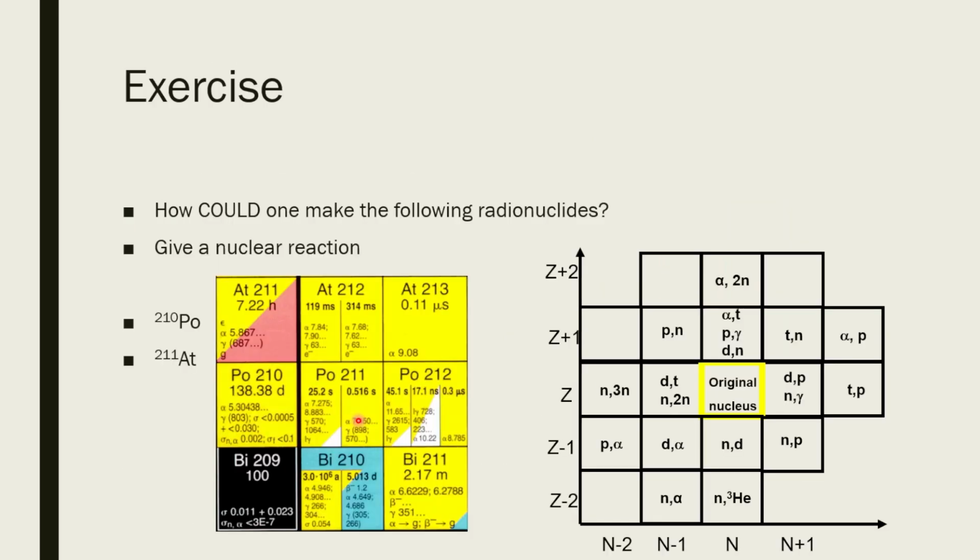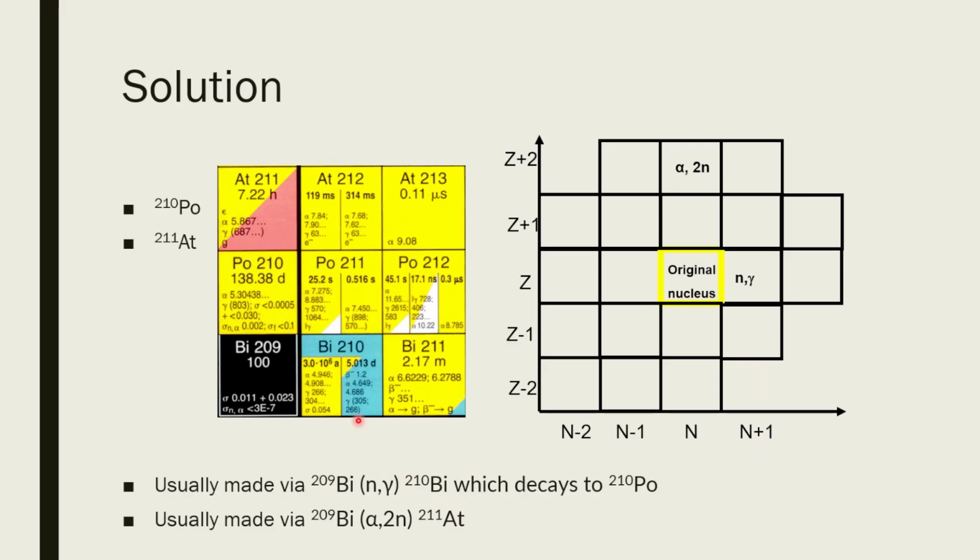Last exercise, how would one produce polonium-210 or astatine-211? Of course, feel free to be creative. And now here comes the solution. The solution is that both use a target, bismuth-209. Of course, this is a very old chart of nuclides. Now we know bismuth-209 is radioactive. It's not completely stable. You either irradiate that with neutrons to form bismuth-210, doing an N-gamma reaction, and this can then undergo beta-minus decay. So it was a bit of a trick question, as you produce bismuth-210 and then it decays, forming polonium-210.